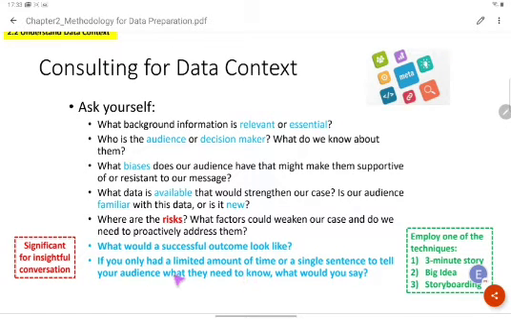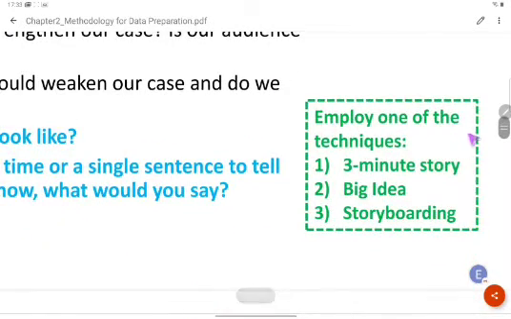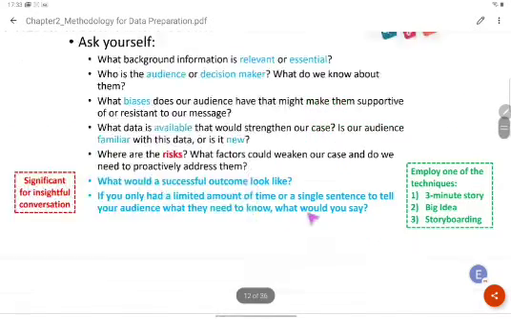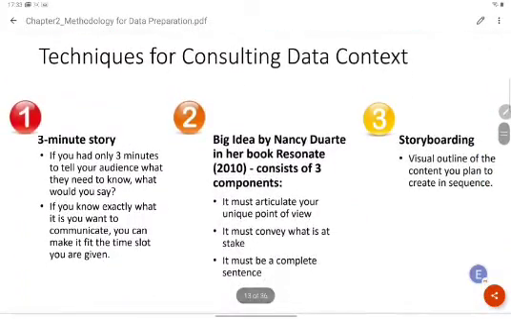If you only had a limited amount of time or a single sentence to tell your audience what they need to know, what would you say? Okay, we have this. Apply one of the techniques: 3-minute story, big idea, or storyboarding. Okay, we go to that technique of consulting data context. We have 3 here: 3-minute story, big idea, and also storyboarding.